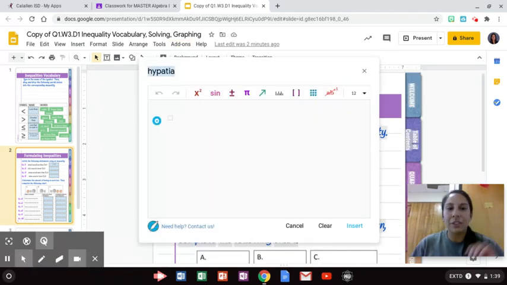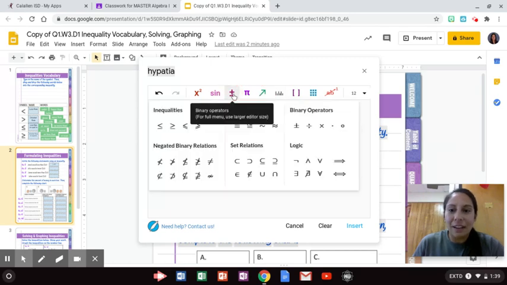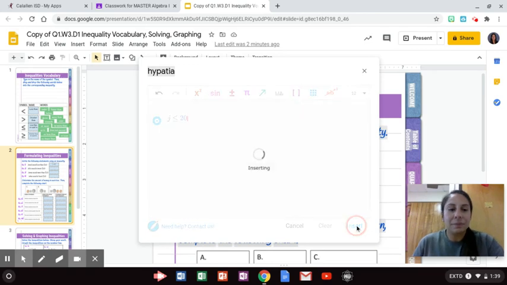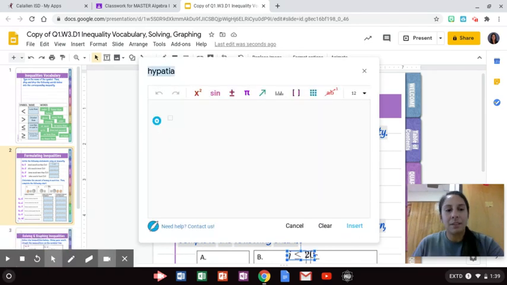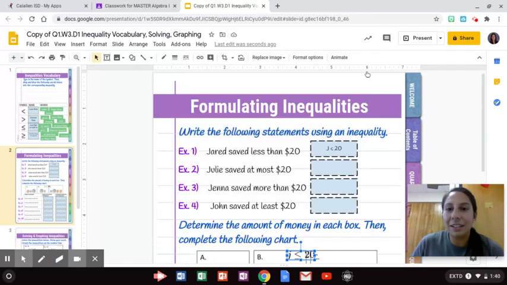For this one, we're going to put J is less than or equal to. To get your inequality, you're going to have to go where it says plus or minus, and in there you're going to have a whole bunch of inequalities that pop up. So if she has at most $20, you're going to click less than or equal to 20 and click insert. Once you've clicked insert, you can go ahead and exit out of here because it's going to dump it into your notes. So here it is right there. I'm going to grab it and drag it to where I want it to go. So it goes right here in this box.